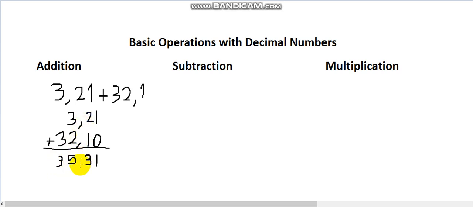And then the decimal point comes down right here. Since it's here, it's going to come down like an elevator right here. And my result is going to be 35.31.